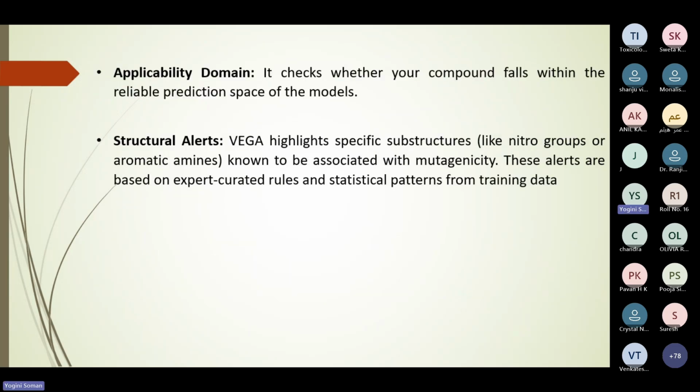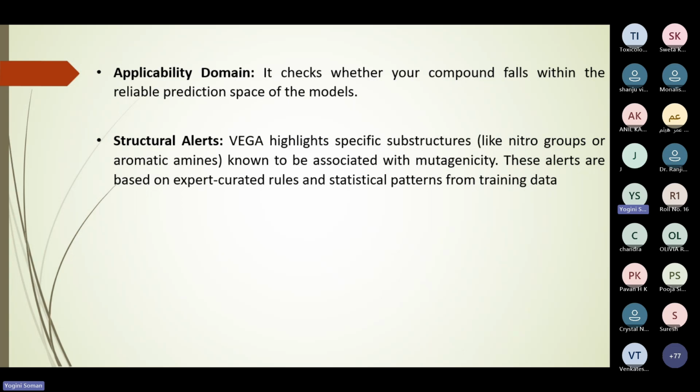So what is the applicability domain? It checks whether your compound falls within the reliable prediction space of the model or not. And structural alerts: VEGA highlights specific substructures like nitroso groups or aromatic amines known to be associated with mutagenicity. These alerts are based on expert curated rules and statistical patterns from training data.